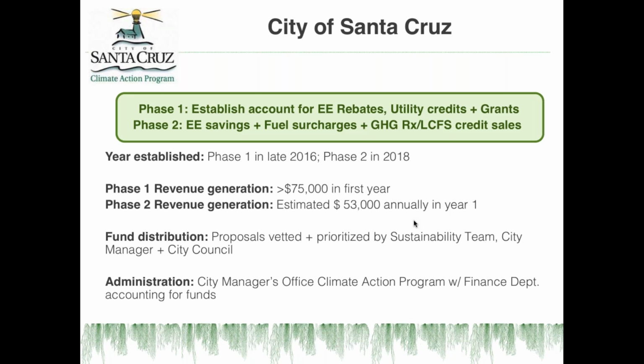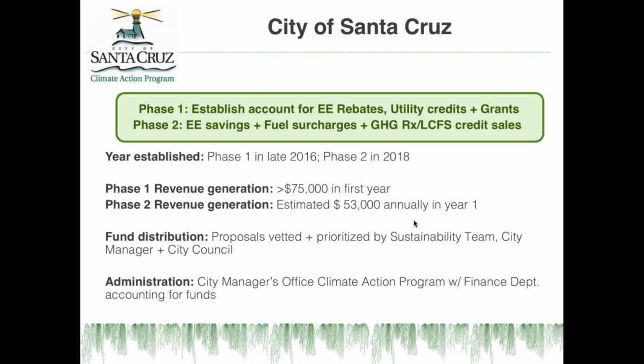As far as how the funds are distributed, proposals are brought forward by city staff. They are prioritized by the city's sustainability team, and where high priority is carbon reductions. Not to say that non-carbon reducing projects don't get funded, things like maybe education or outreach, but we do prioritize carbon reduction. And then projects are brought forward to the city manager for approval, and then are presented to city council.